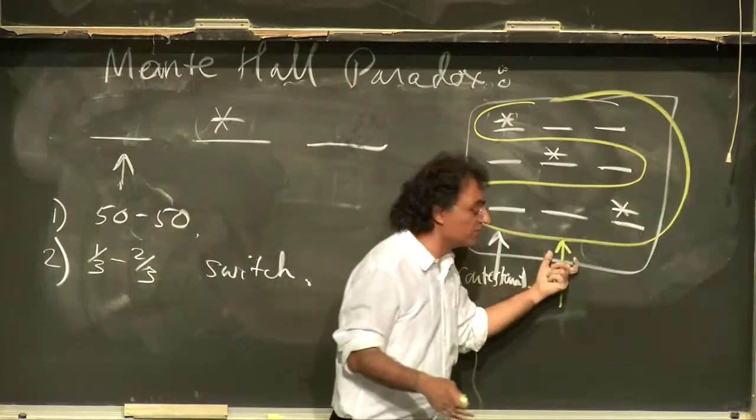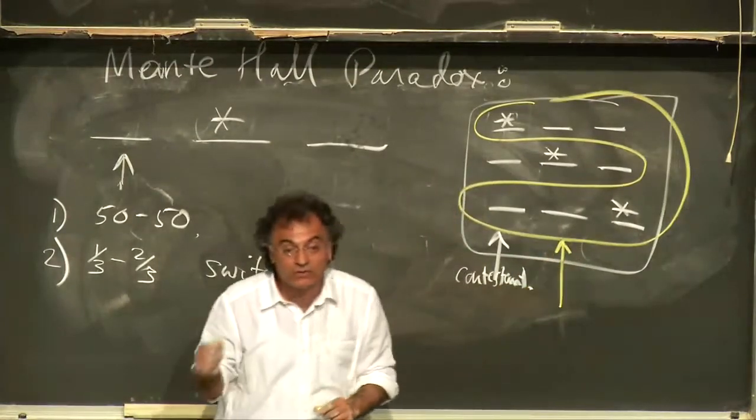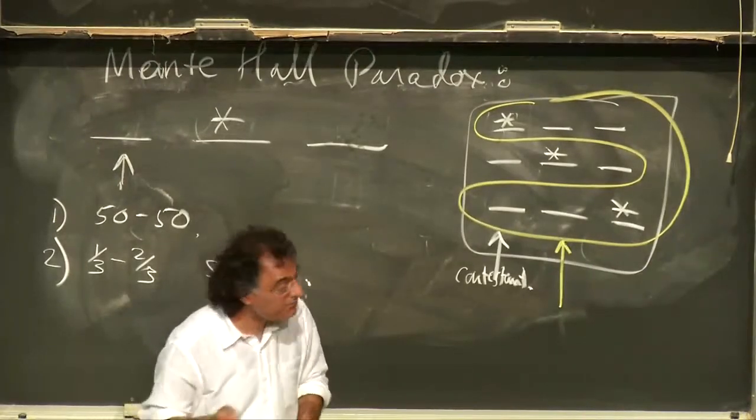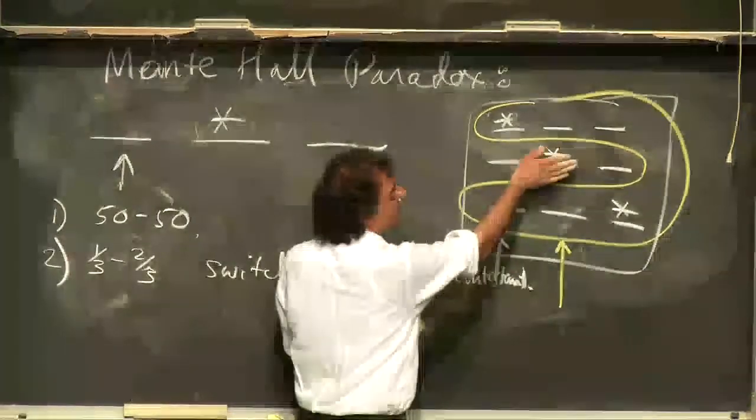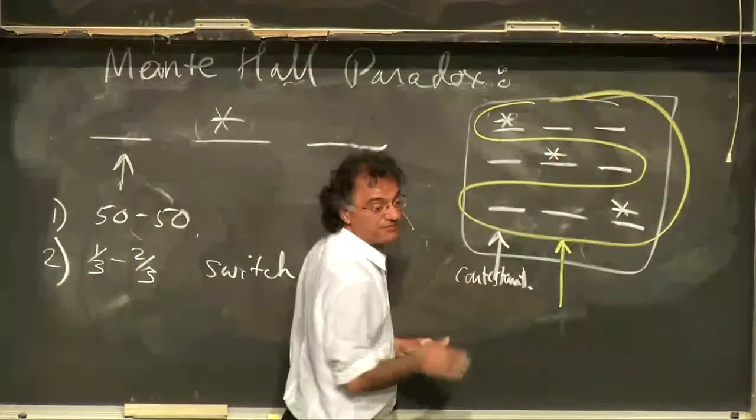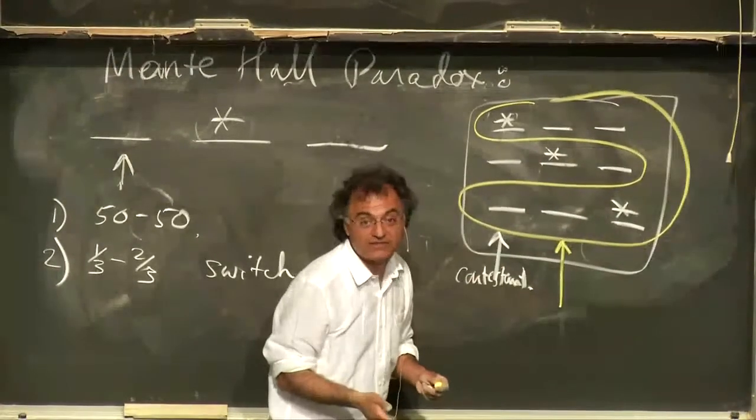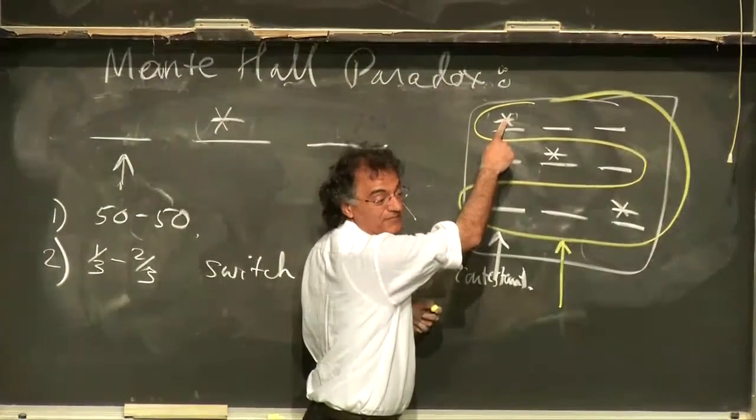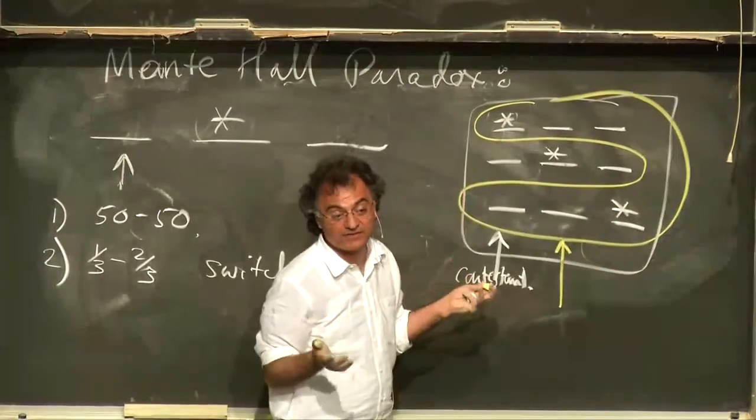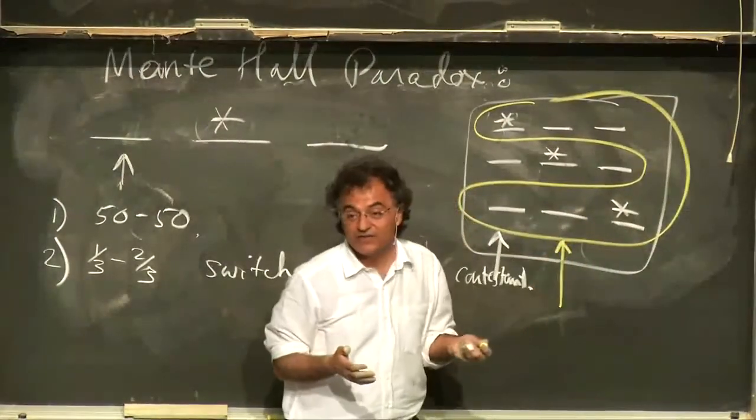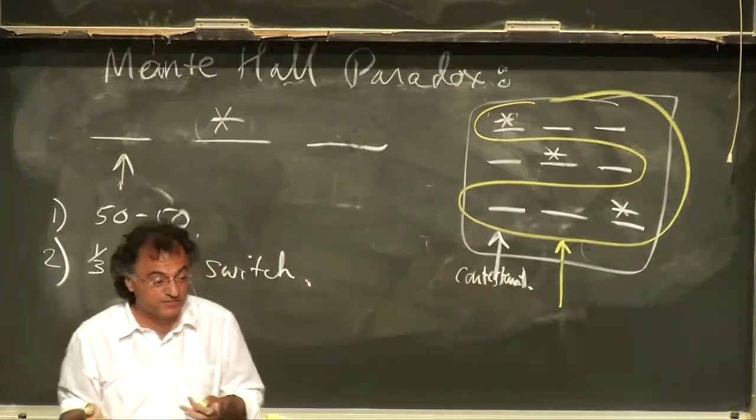Right? Because he opened door number 2 not knowing what he would see there. It so happened the prize was not there. Therefore, this could not have been the possibility. So now you're left with only these two. Conditioned on being in this, what's the probability the prize is behind door 1? It's a half. What's the probability it's behind door 3? It's a half. So it doesn't matter whether you switch or not.